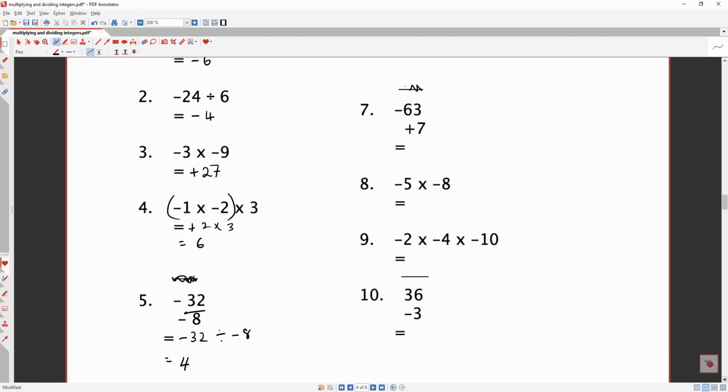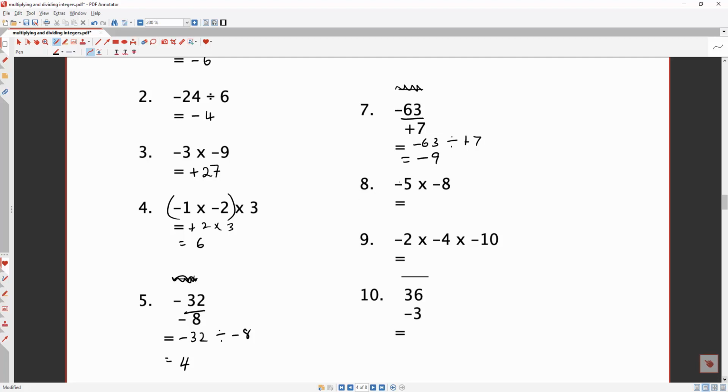Okay, same formatting issue here, that's supposed to be a fraction sign. So that's negative 63 divided by positive 7. So another way of writing that is negative 63 divided by positive 7. A negative divided by a positive is a negative, and 7 goes into 63, 9 times. 9 7s are 63, 9 times.